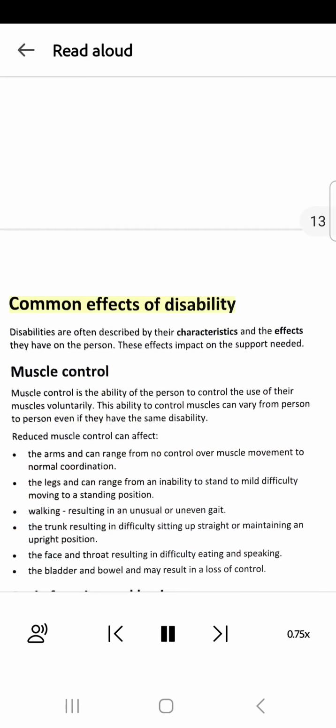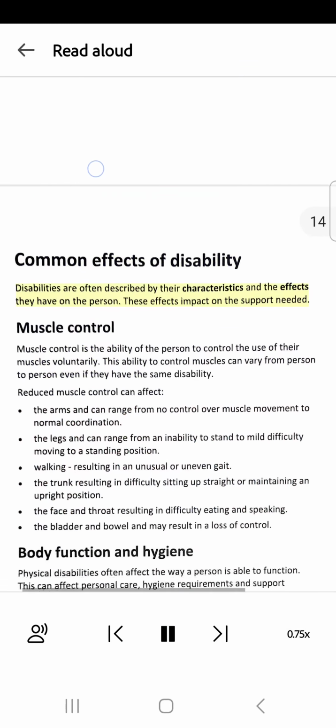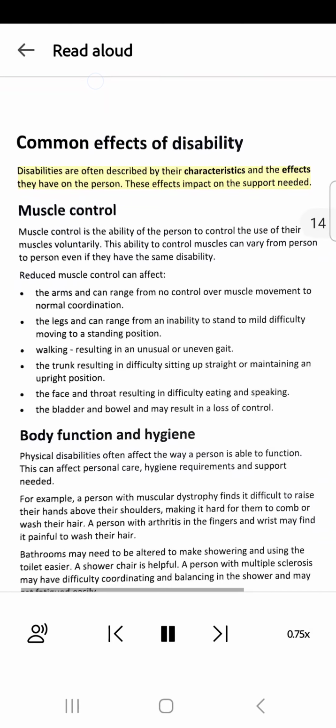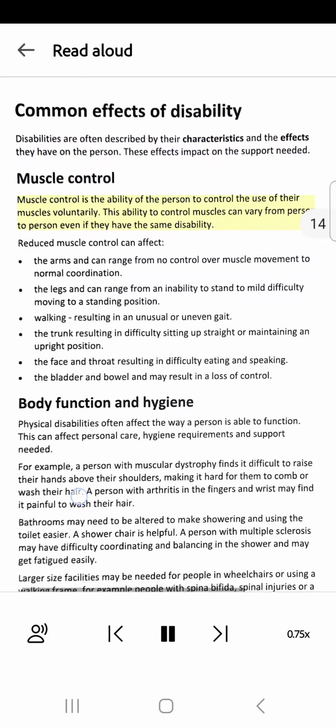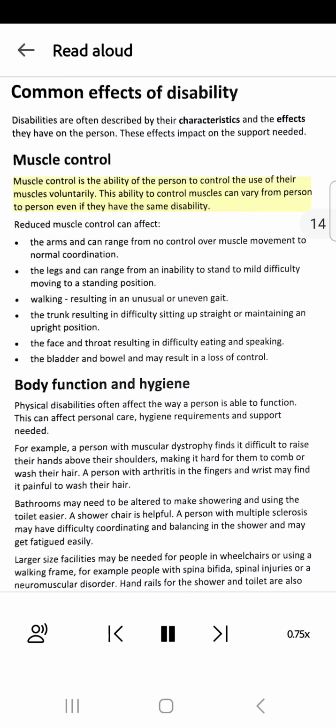Slide 10. Common effects of disability. Disabilities are often described by their characteristics and the effects they have on the person. These effects impact on the support needed. Muscle control. Muscle control is the ability of the person to control the use of their muscles voluntarily. This ability to control muscles can vary from person to person even if they have the same disability.